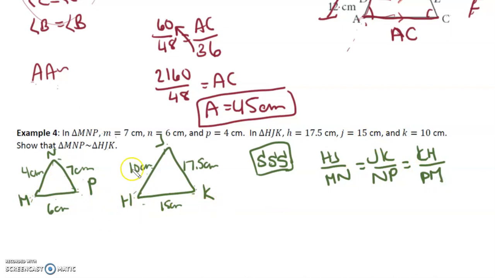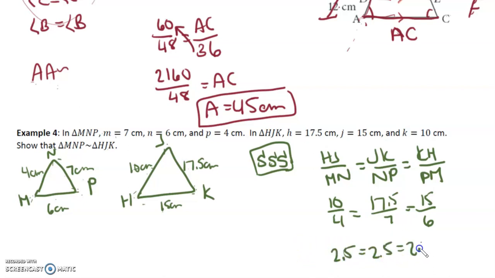Now we sub in 10 over 4, 17.5 over 7, 15 over 6. If we divide all of these, we get 2.5, and just double check, 2.5 and 2.5. So the ratios of the corresponding side lengths are equal, therefore they are similar.